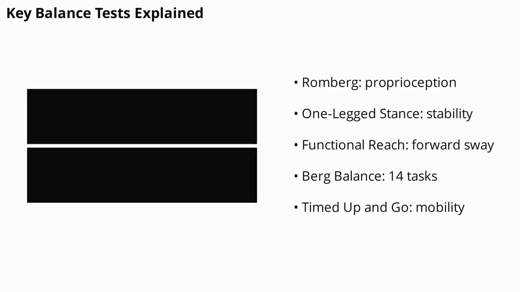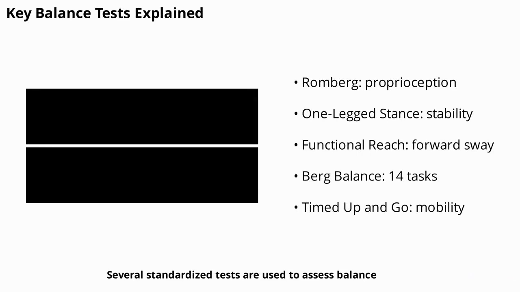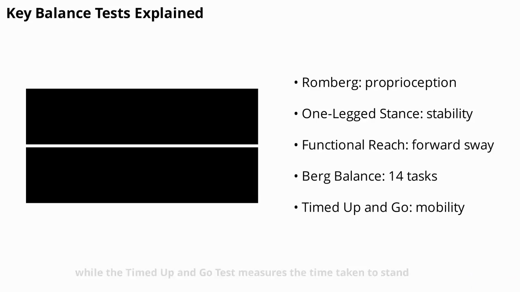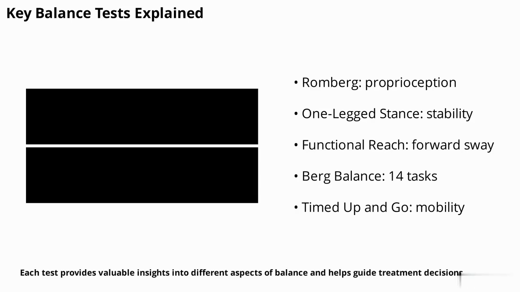Several standardized tests are used to assess balance. The Romberg test evaluates proprioception by having the patient stand with eyes open and closed. The one-legged stance test measures how long a person can stand on one leg. The functional reach test assesses how far a person can reach forward without losing balance. The Berg balance scale is a comprehensive 14-item test for older adults, while the timed up and go test measures the time taken to stand, walk, and sit. Each test provides valuable insights into different aspects of balance and helps guide treatment decisions.